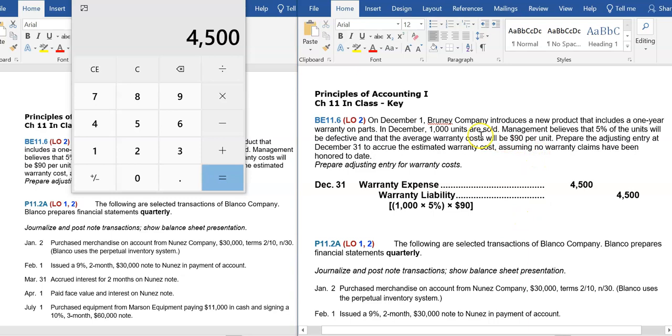Essentially what we have done is recorded revenues in December for 1,000 units sold. Throughout the month, we're also recording all of the other operating costs, but we are also recording an additional expense incurred to help earn those revenues of $4,500 for the warranty that was offered. The liability means that sometime over the next year, because this is a 1-year liability, that liability will be paid off, so it's current or short term.